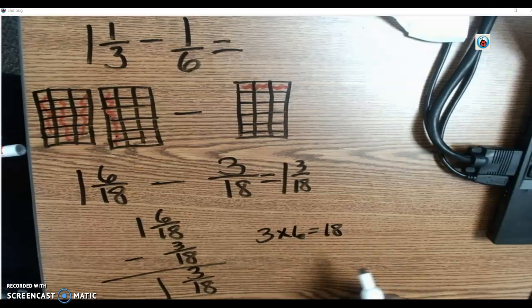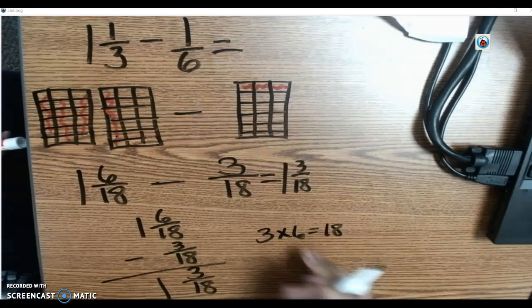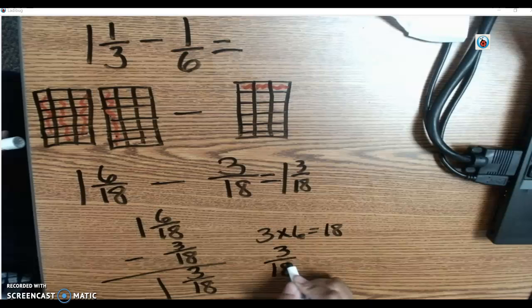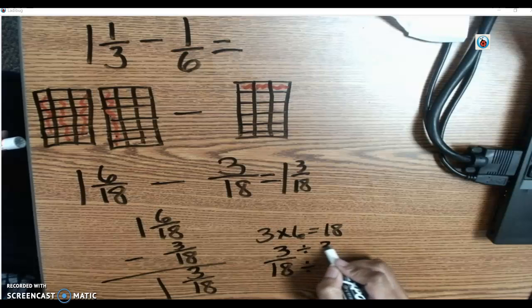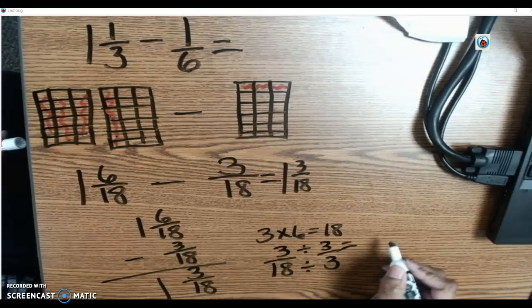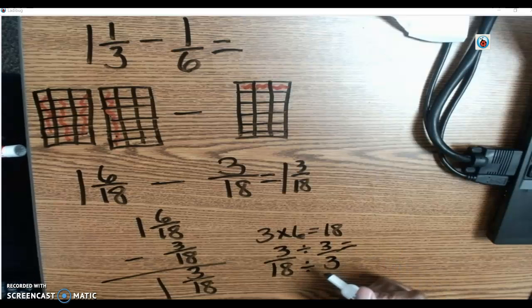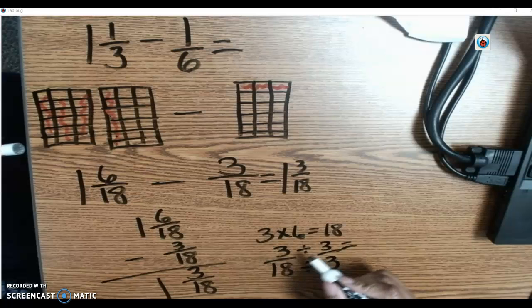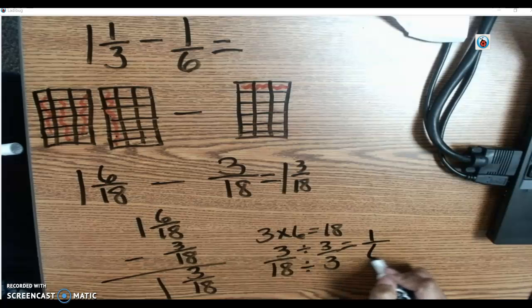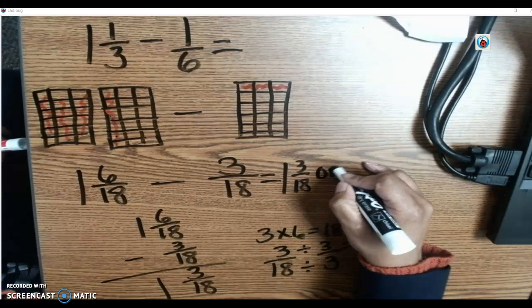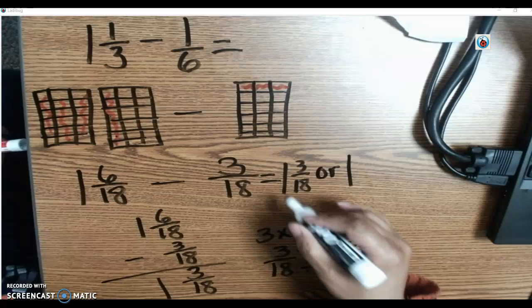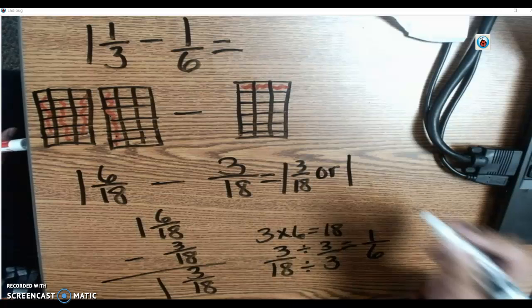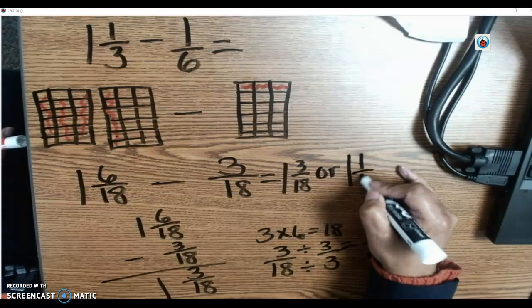So, which means I can divide both of these numbers by 3, and I will find the equivalent of 3/18. 3 divided by 3 is 1. 18 divided by 3 is 6. So your answer should be 1 and 3/18, but if they ask you to simplify, it's going to be 1 and 1/6.